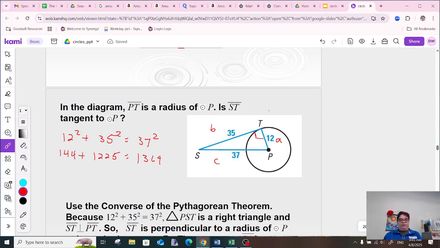So I add 1,225 plus 144. I put minus on my calculator. That wasn't good. There we go. Yes, it is true. 1,369 equals 1,369. Check. It is tangent.